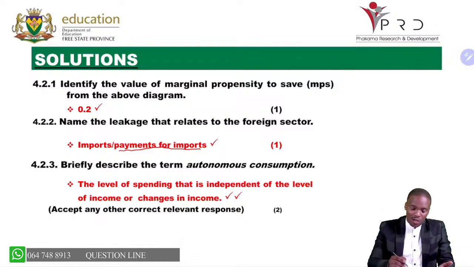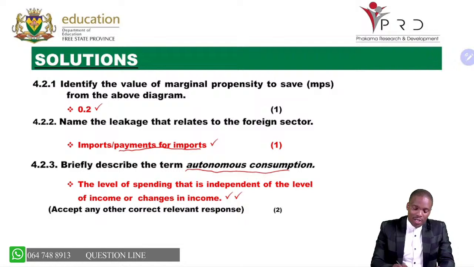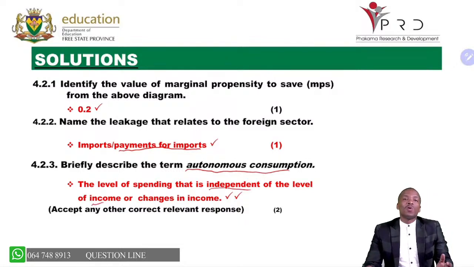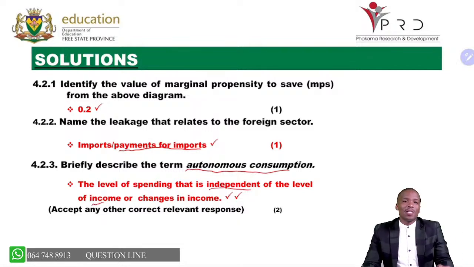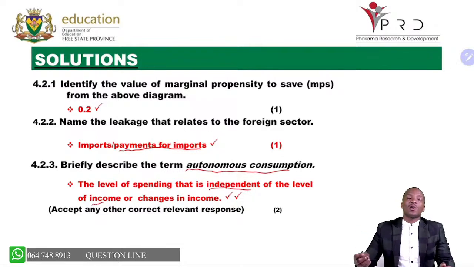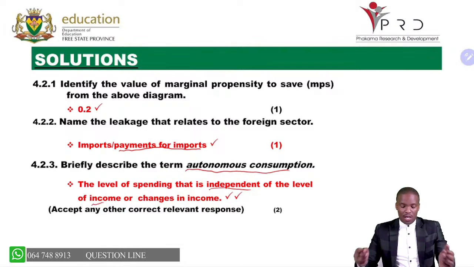What do I mean by this autonomous consumption? It happens automatically, where we say people who are not working are classified as people who do not receive income, but spending still takes place. That is autonomous consumption. When your parents give you pocket money, are they giving you income? No. But are you not going to spend? The answer is yes, you're going to be spending. So that is what we call autonomous consumption. Consumption that is independent from the level of income or change in income.